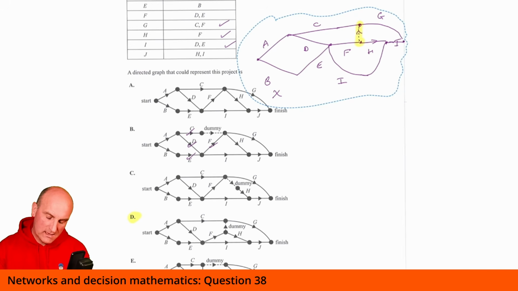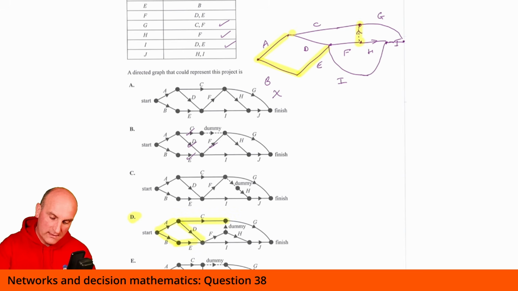Right, A and B are coming off the start, so yes, I agree with that one. E is coming off of B, yes. So A and B are coming off the start, E is coming off of B. C and D are coming off of A, yep.